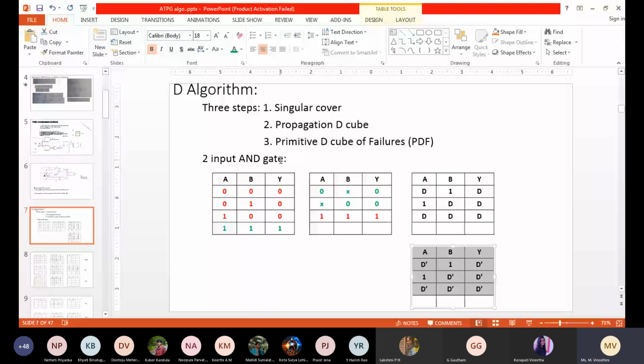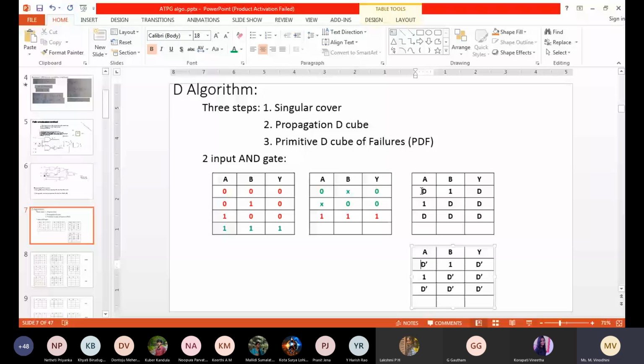So this I explained to you, how to get the first table. The second table also we can get, directly looking at the singular cover. But if I tell you that, it will be a confusion for you. So that's why I'm telling you: when you get one propagation D cube, from this you get the other one. The cells having 0 and 1, don't touch them. Wherever you have D, change it to D bar. If you have a D bar, change it to D. I'll explain with another one.